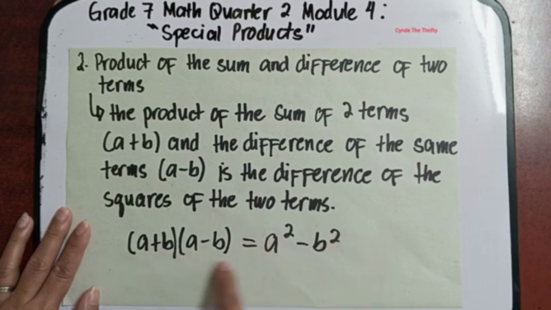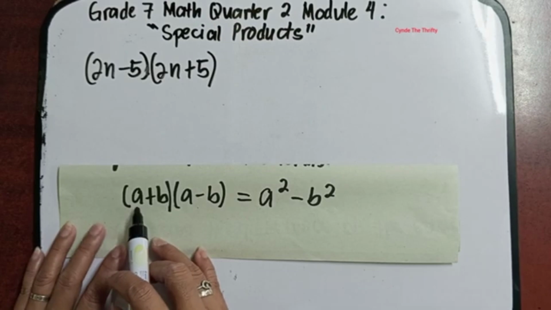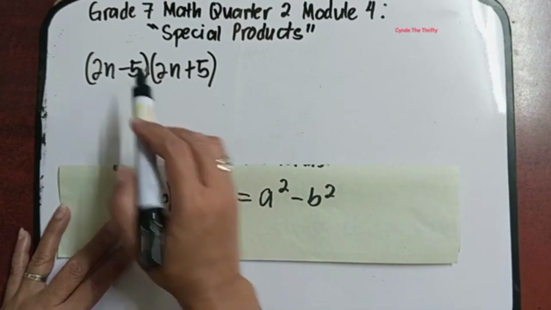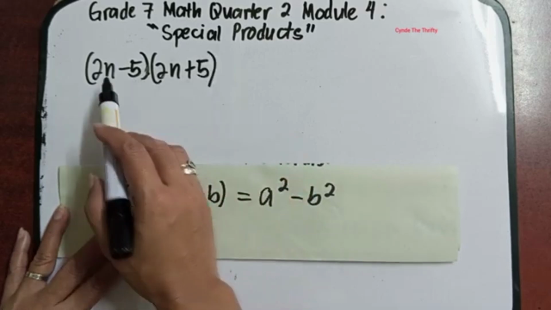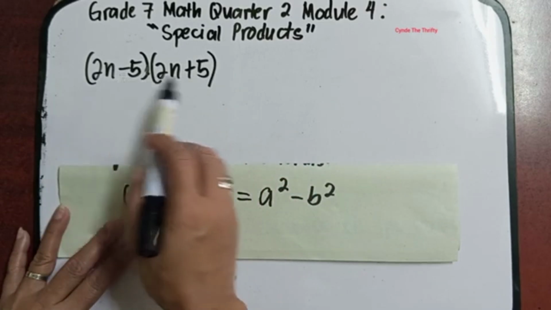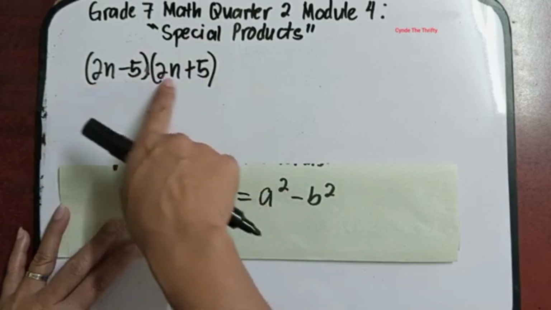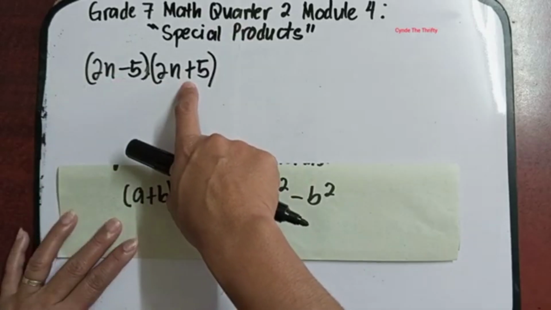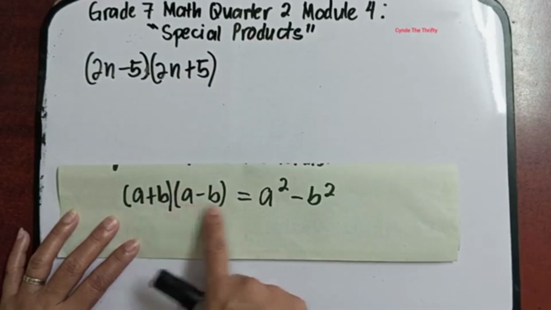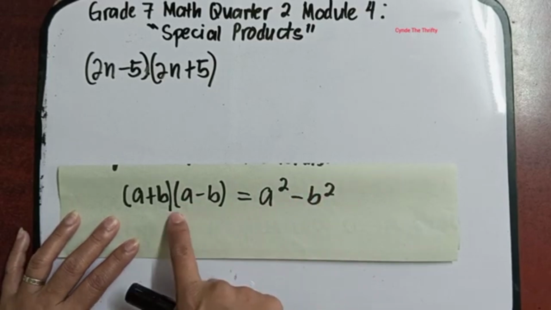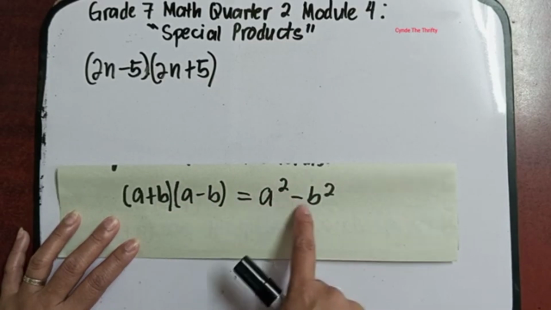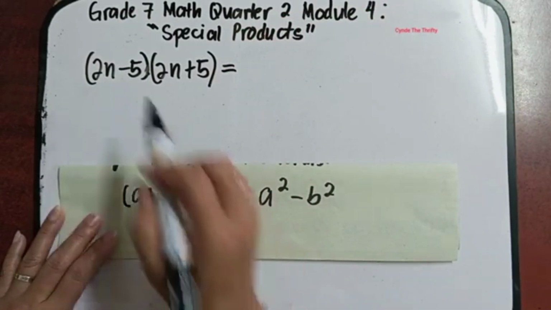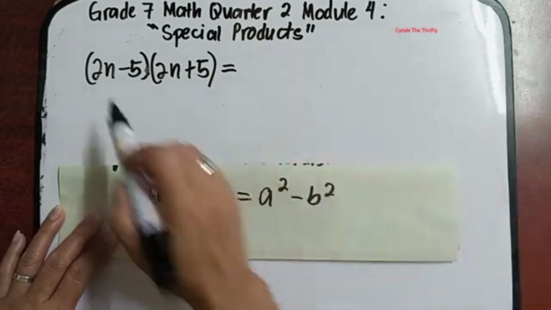Okay, so paano natin gagamitin ang formula na ito? Ngayon, i-apply na natin ang ating formula. So, meron tayong example dito, 2n minus 5 multiplied by 2n plus 5. Okay, so, difference and sum ng dalawang term. So, magkapareho yung dalawang term natin, pero ang kaibahan lang is ang isa is ang difference at ang pangalawa is sum. So, kapag ganyan, pwede natin gamitin ang ating formula na ganito. So, ang sagot natin is magiging a squared minus b squared. So, isolve na natin siya. Ang a natin is ang ating first term at ang b natin is ang second term.